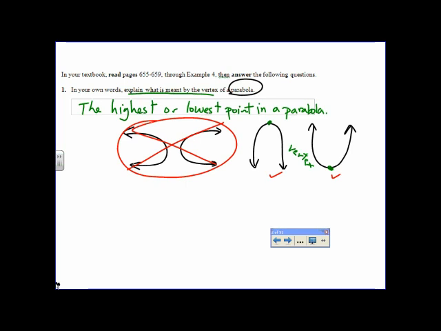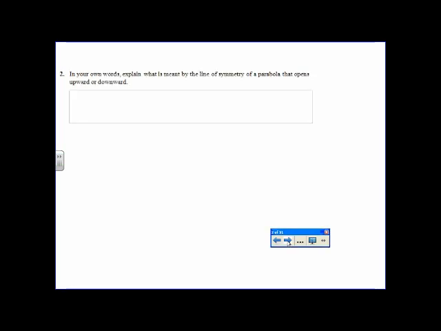Today we're going to be graphing these. And not exactly graphing per se, but more sketching these. Number 2 says, in your own words, explain what is meant by the line of symmetry. That's another part of a parabola. So say, for example, this is a parabola, and this is our vertex.